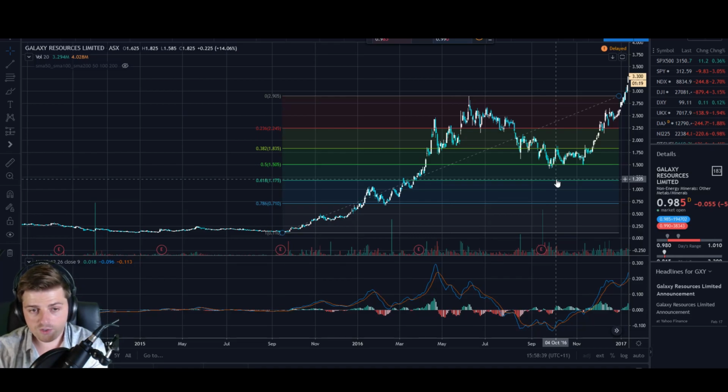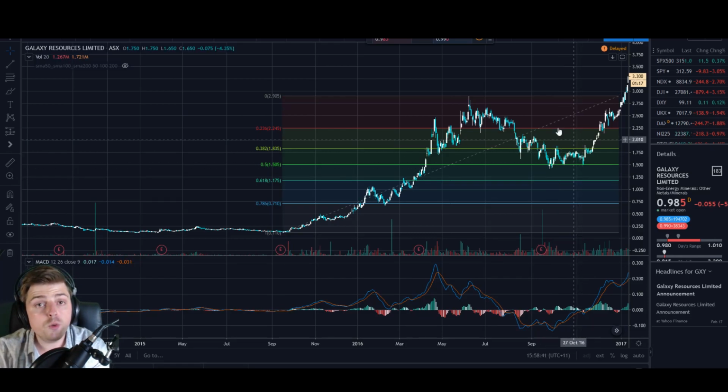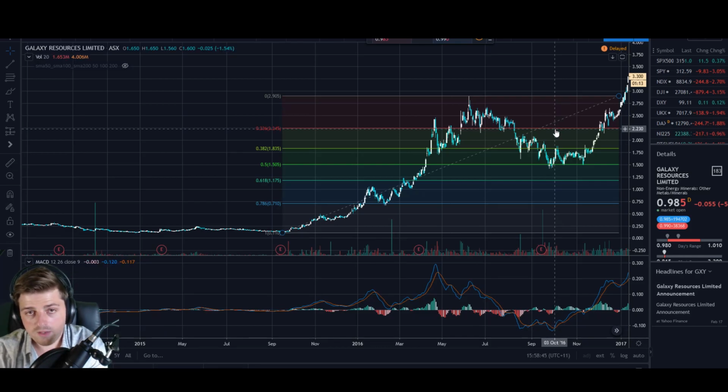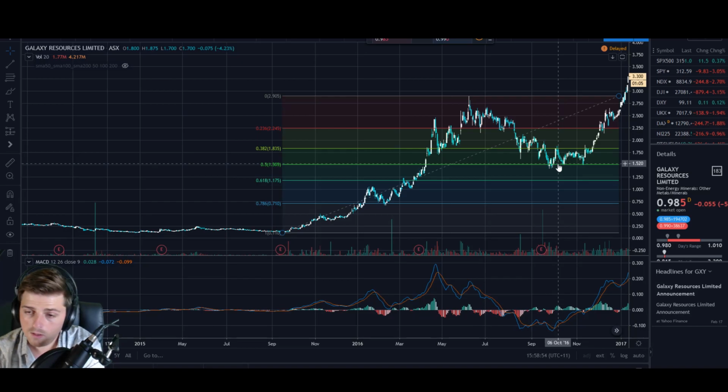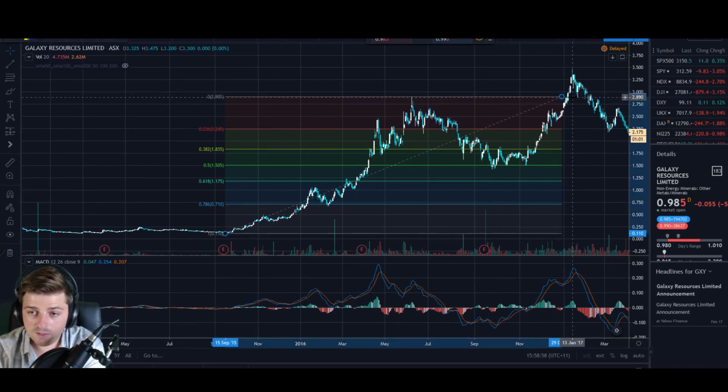Over time, you'll judge exactly what kind of targets suit you best for your risk tolerance, but for longer term and mid-term trends, you want 50%. That would just be an ideal target for something with strong revenues and just good fundamentals behind it. 61.8% again is if the fundamentals aren't so strong.